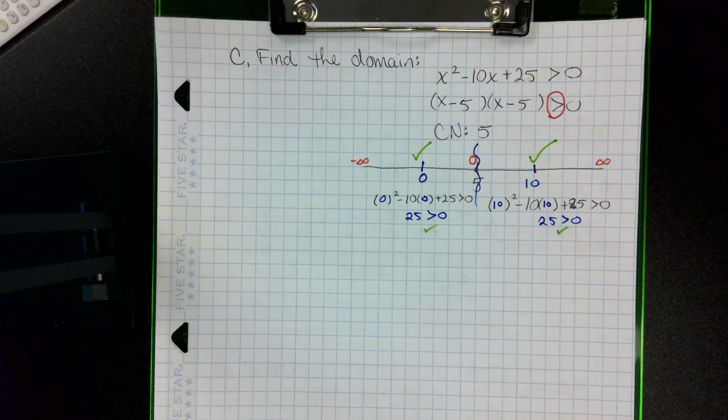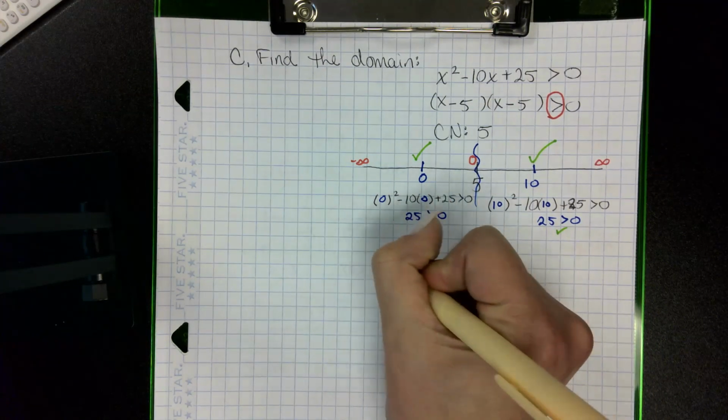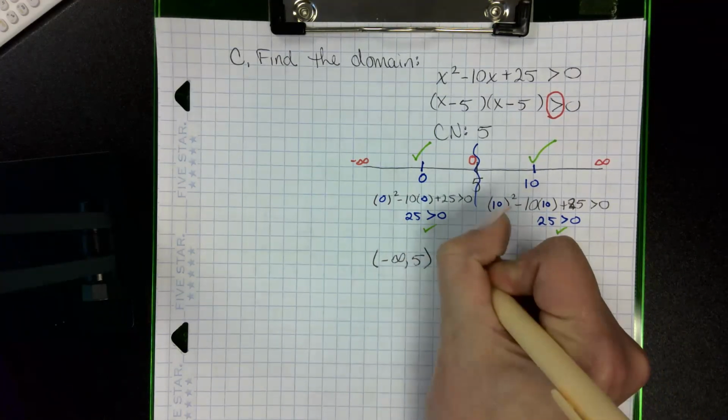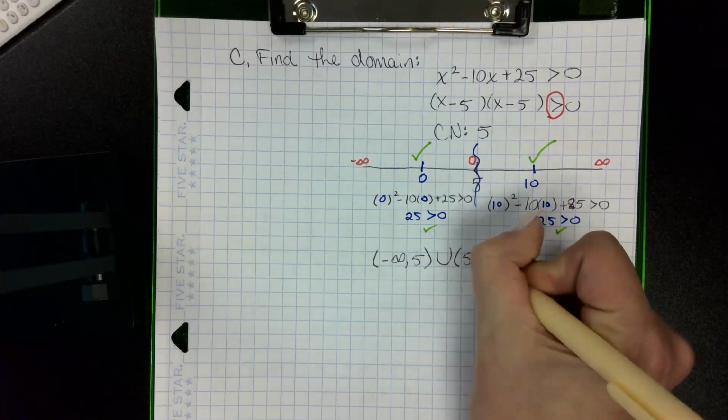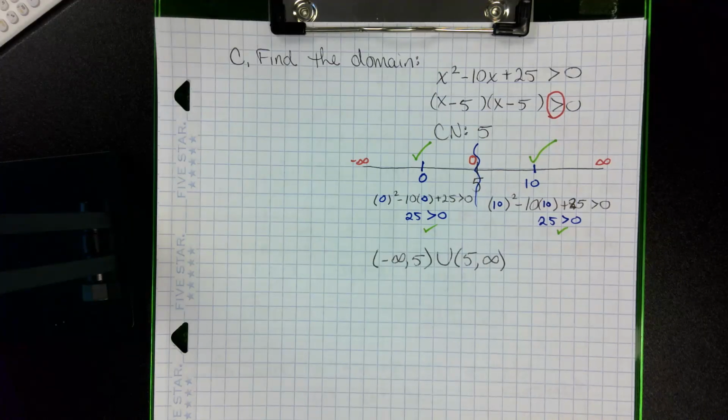So now I'm going to write my answer. What do you think the answer would be? Both sections work. A lot of people would say all real numbers, but it can't be all real numbers, can it? Because 5 is not included because it's not or equal to. So in interval notation, I would write it as negative infinity to 5, not including 5, in union with 5, not including 5, to positive infinity.